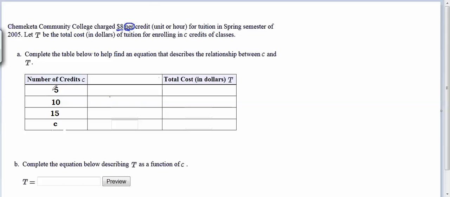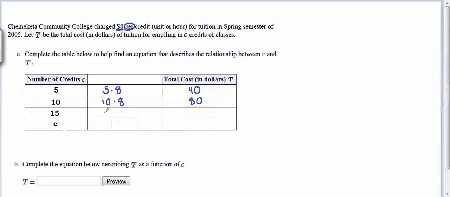So in this case, I'm taking 5 credits. I have to pay $8 for each of those credits. So my total cost is going to be 5 times 8. If I do that out, that tells me my total cost would be $40. We can continue now. This student is taking 10 credits. Each of those credits still costs $8, so we're going to do 10 times 8. Now the bill has gone up to $80.